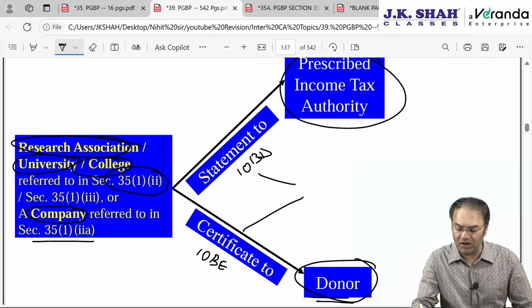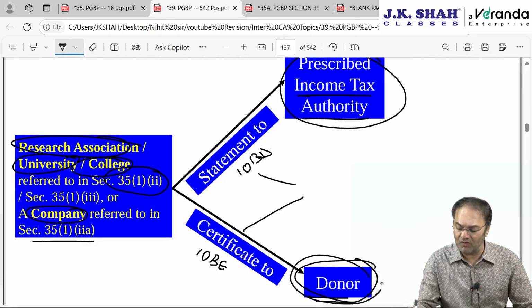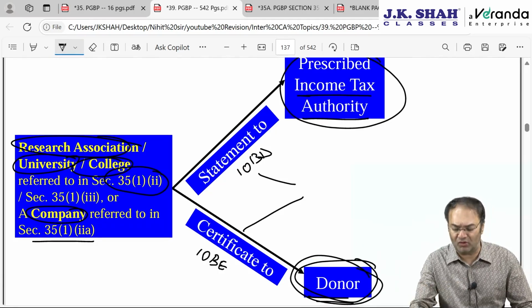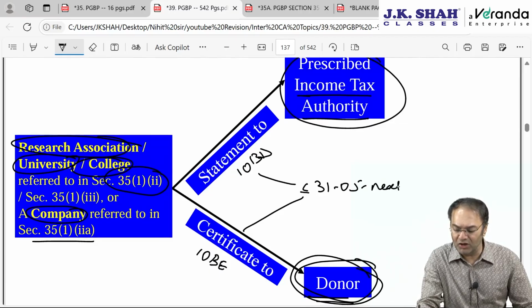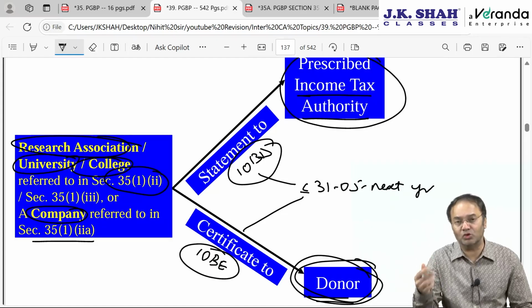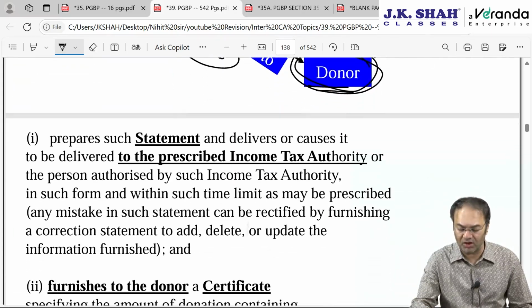Both these are to be submitted, one to the income tax department and one to the donor, everything will be online only, on or before 31st May of the next year. The date need not be remembered, the form number also need not be remembered, form 10BD, 10BE. Those who have practical experience would be knowing about it.